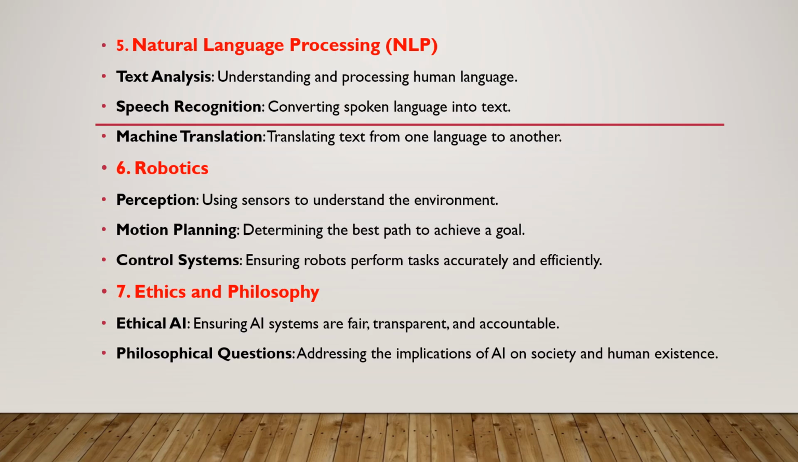Then seventh, the last one, is ethics and philosophy. We are always talking about AI, and the ethics of AI comes up: ensuring AI systems are fair, transparent, and accountable. Philosophical questions address the implementation of AI in society and its effect on human intelligence.